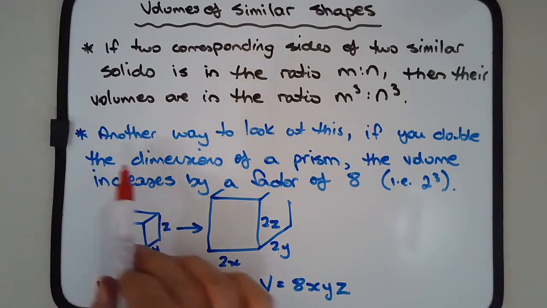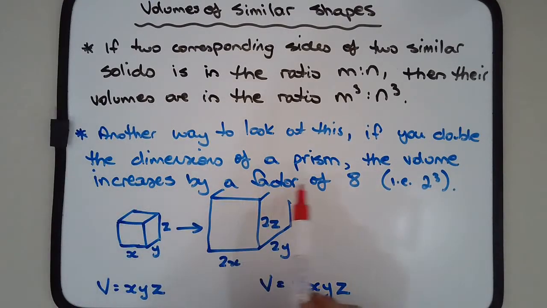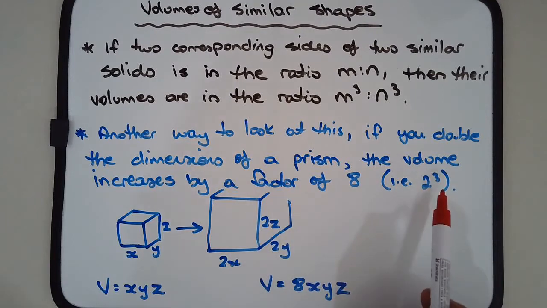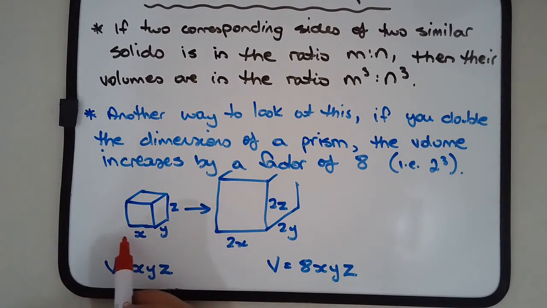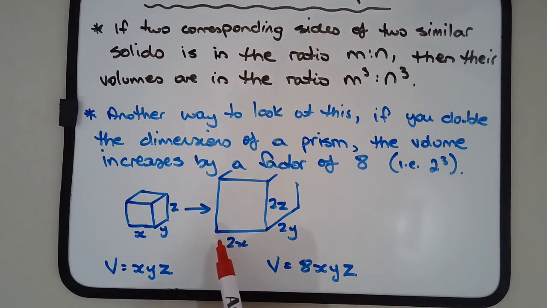Another way to look at this is, if you double the dimensions of a prism, what happens to the volume? The volume would increase by a factor of 8. In other words, 2 to the power of 3, 2 cubed. So if you took a random rectangular prism, x times y times z, and you doubled the dimensions, every dimension has to be doubled equally, or multiplied by the same factor, a scale factor of 2, obviously here.